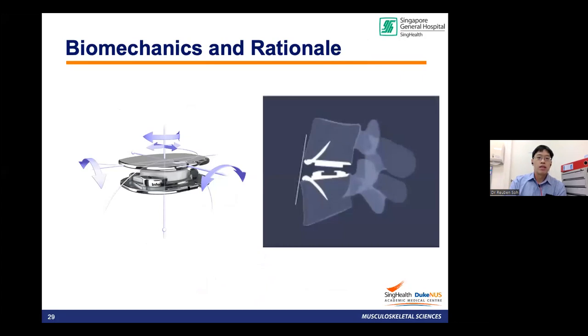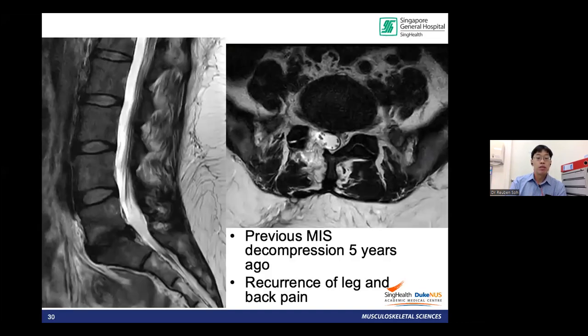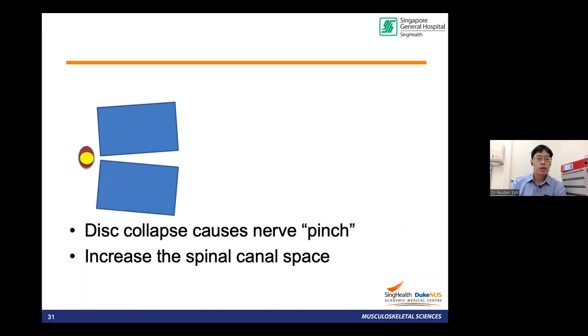Now, in this case here, you can see the ranges of motion of the disc: forward, backward, sliding, as well as rotation. And this is implanted into the spine in the lumbar region. Now, this is a patient of mine who had a previous decompression 5 years ago. However, she continued to have leg pain after a recent fall. Despite my best attempts at non-surgical management, she was not able to perform and she started having problems even turning up at work because of the pain. So we discussed this and I offered her a lumbar disc replacement.